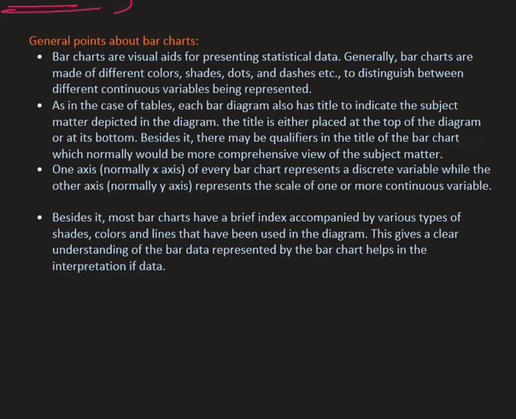Now come to the next topic, that is general points about bar charts. Bar charts are visual aids for presenting statistical data. Generally, bar charts are made of different colors, shades, dots, dashes, etc. to distinguish between the different variables being represented.